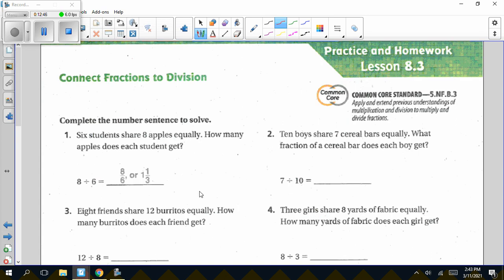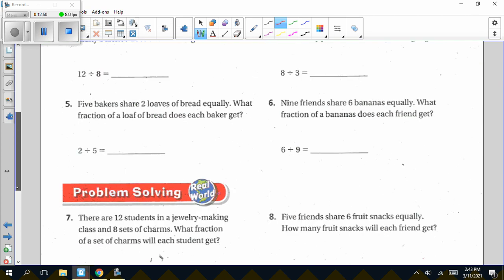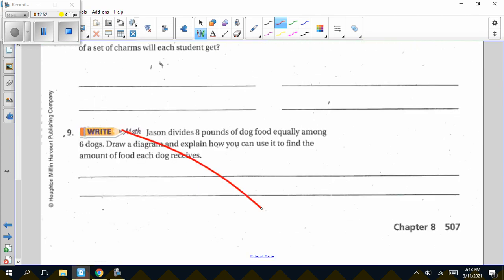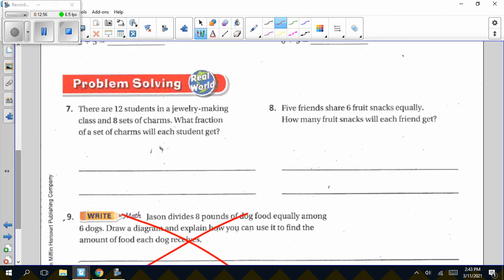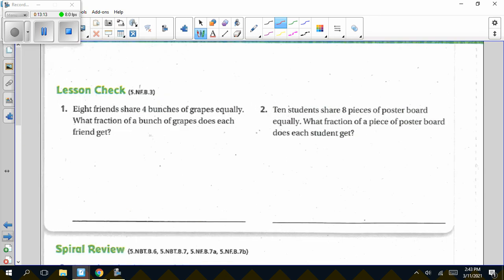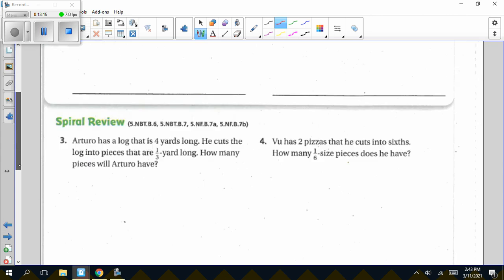Tonight on your homework, you're going to complete all of the front except question number 9. Be very careful on questions number 7 and 8 about which item is being divided. Remember, we cannot divide people. So remember that the item should go first, divided by the people. On the back, you have all of the back to do.